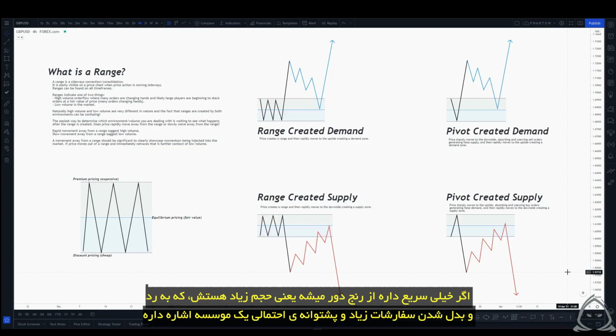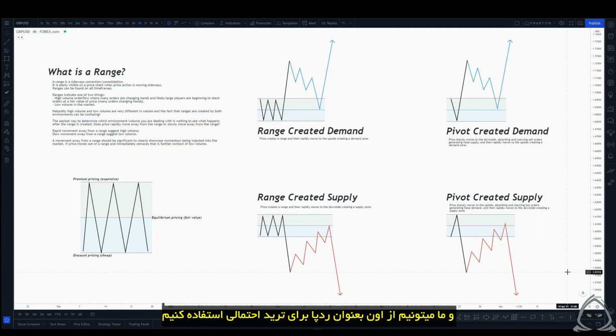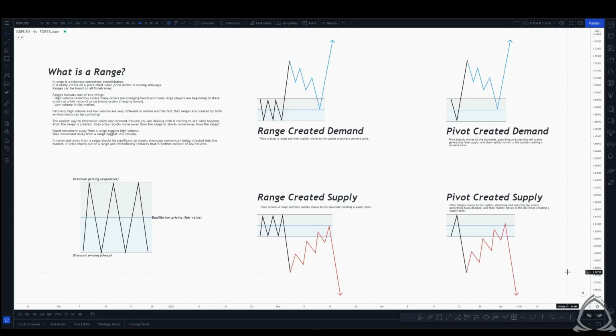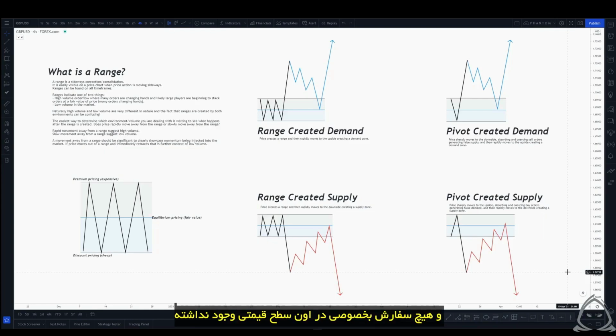If it's rapidly moving away from that range, it's suggesting high volume, which implies that lots of orders have changed hands and that there was likely institutional backing, and we can use that as a footprint to potentially plan a trade. Now, on the flip side, if slow movement, if it trickles out of that range, it's suggesting low volume and more than likely not much has really happened. There just was simply not really any orders happening at that particular price level.